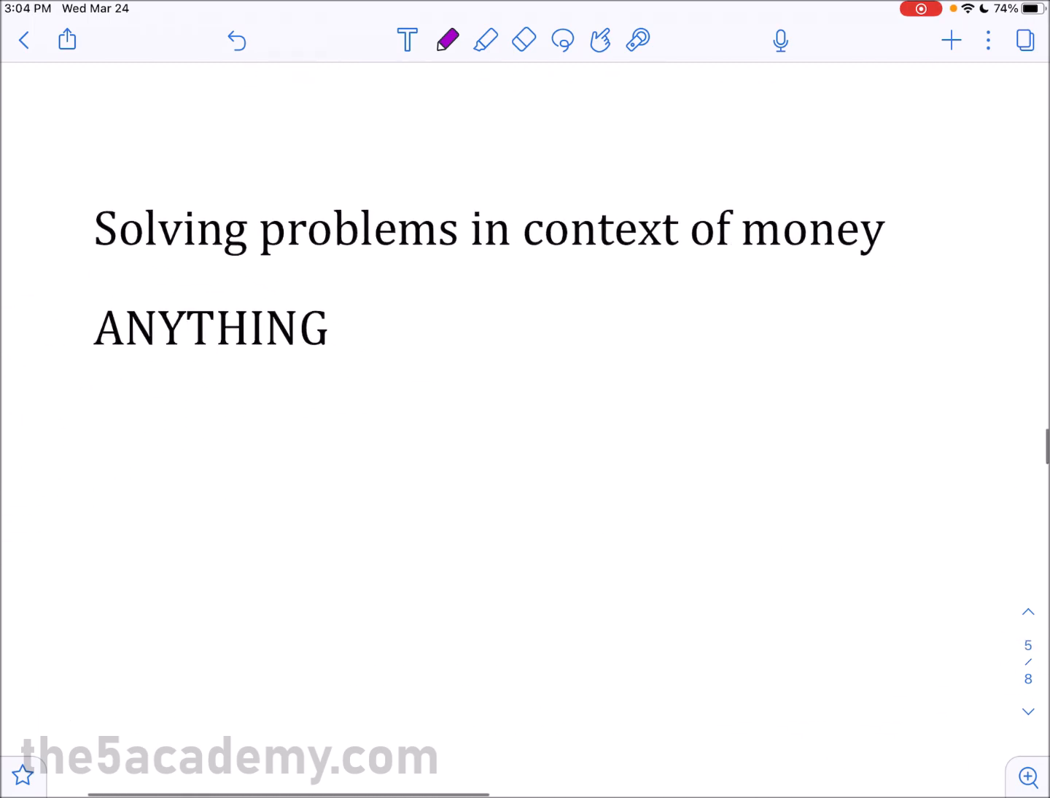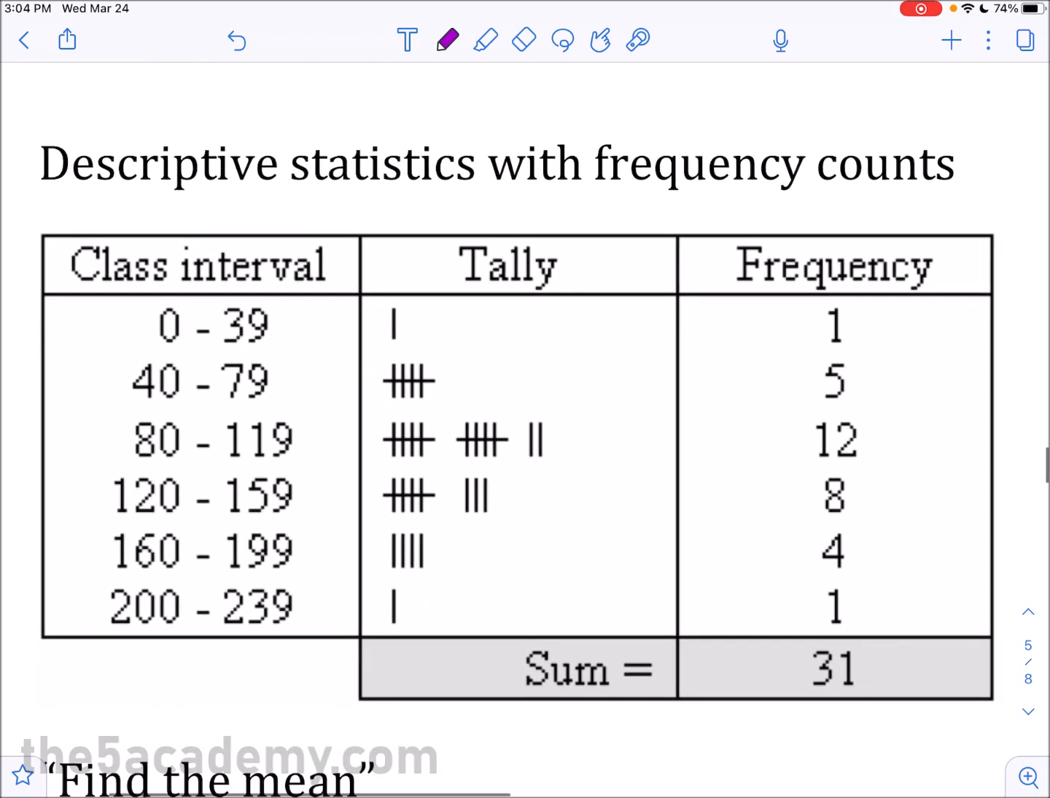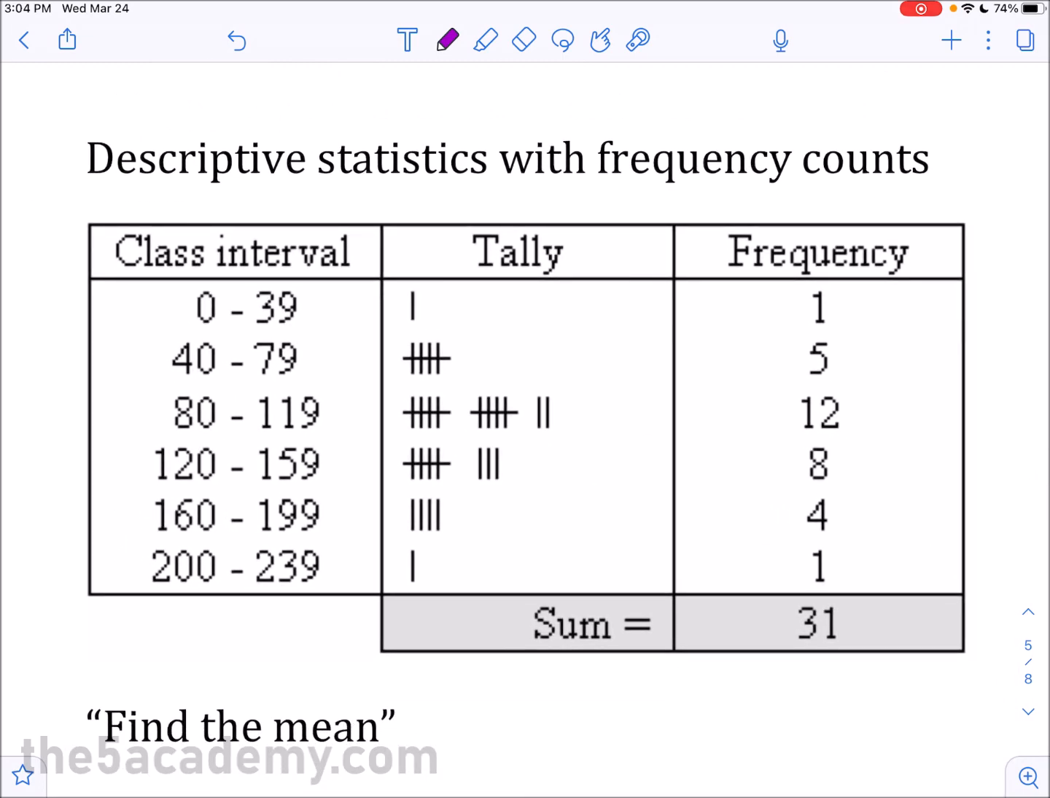Solving problems in context of money. This could be really any skill on the ACT exam, but it'll be about money, so it'll just be a word problem about money. Not really a specific skill, but that is on the official list of skills.